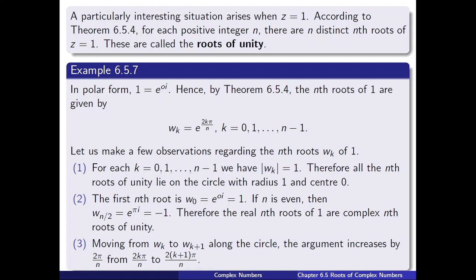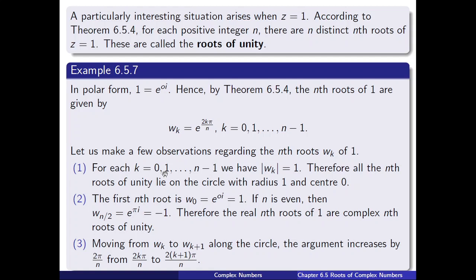So in polar form, 1 is equal to 1 times e to the 0i. And hence by Theorem 6.5.4, the nth roots of 1 are given by w_k equal to e to the 2kπi over n, where k ranges from 0 to n minus 1.